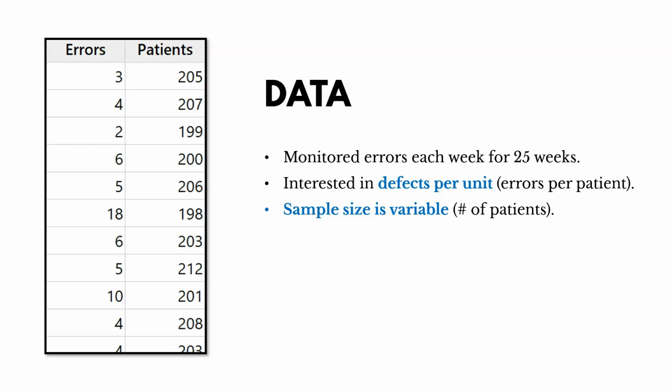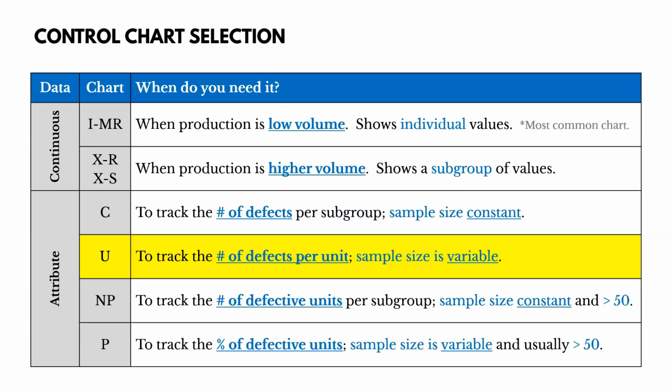As we think about what attribute control chart to use, we want to remember that the sample size is variable. That's going to be key here. But also we want defects per unit. So if we look at our control chart selection sheet, we probably want to go with a U chart here, because we want to track the number of defects per unit, or errors per patient, and we have variable sample sizes. So our U chart is going to be our best option.